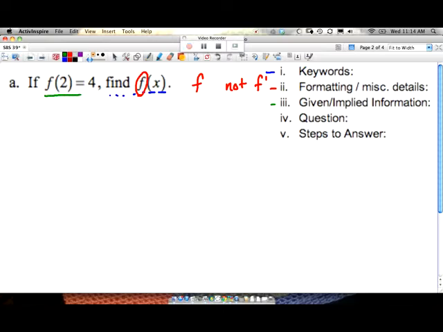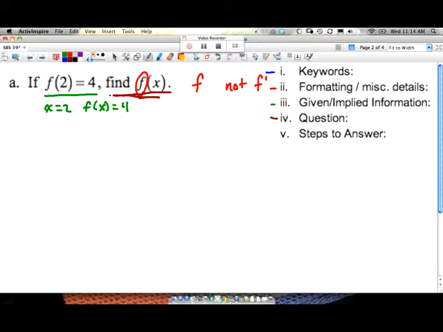So there's some formatting details that we're looking at. Given or implied information. So we're given this, f of 2 equals 4. Now there's some implication there. That means that when we plug in x equals 2, that f of x is going to equal 4. So let's start with the basics. What's the question? Well, it's asking us to find f of x.